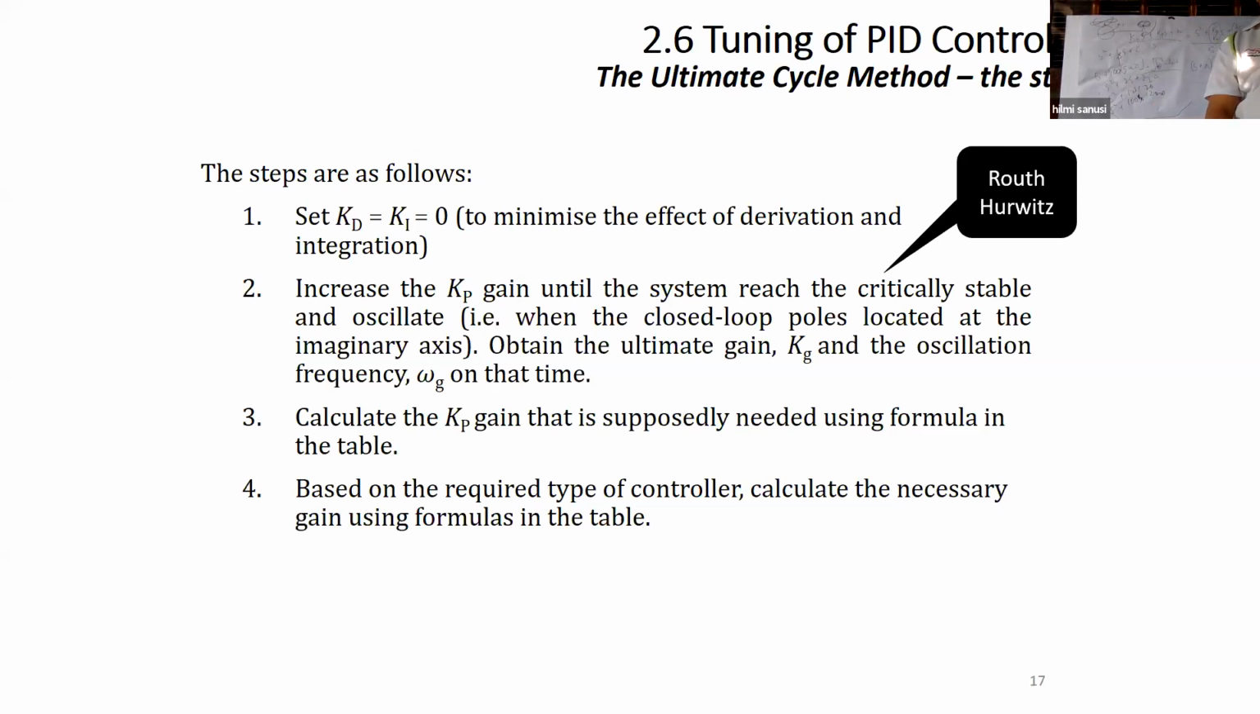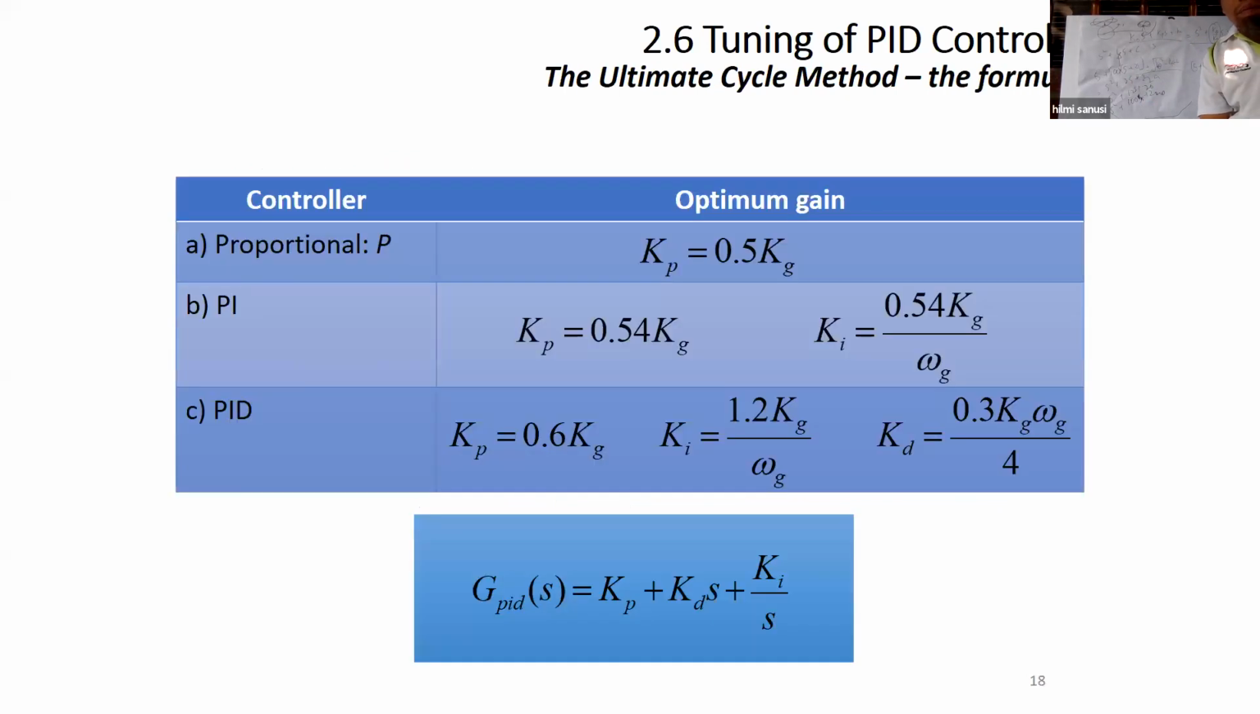So this is the table. So kita set KP to be half of this critical gain. And then for PI controller, KP as 0.54 of K of this critical gain. So KI is 0.54 of the critical gain over the frequency of oscillation.